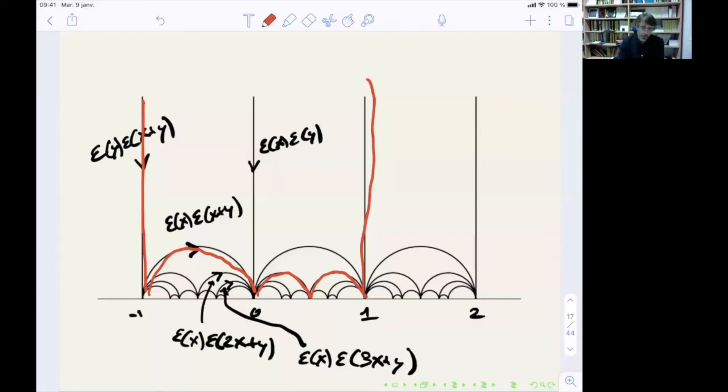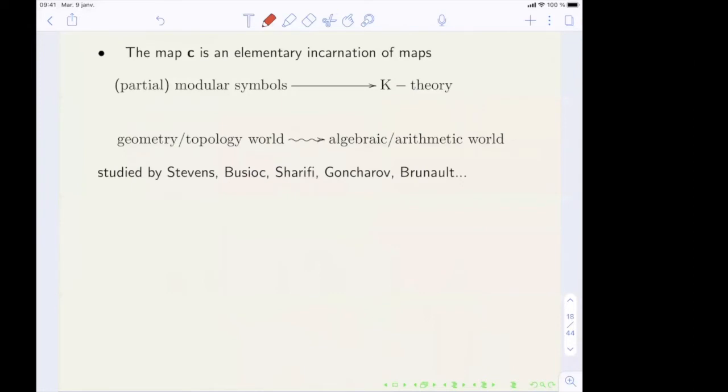In fact, this is some kind of analog of something much more fancy that I won't discuss today. But in some sense, this map is an elementary incarnation of a family of maps. So it's much, much more elementary than the family of maps that I mentioned here. But there is a whole family of maps that goes from modular symbols, or rather in general, partial modular symbols. I will explain what it is later. And the map goes to some more algebraic stuff. The more fancy stuff are K-theory groups, and so there is a whole zoo of such maps that were studied by plenty of authors.